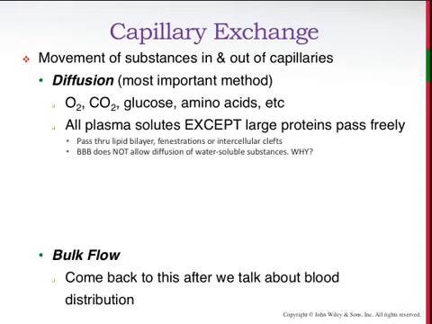When we talk about capillaries, we'll talk about diffusion of oxygen and carbon dioxide. Those two items will diffuse across capillary membranes easily. Glucose, amino acids, all of the plasma solutes except the large proteins are all going to pass very freely across these capillary endothelial cells. They're going to pass through the lipid bilayer, they're going to pass through the fenestrations or the intercellular clefts. The exception to that is the blood-brain barrier.